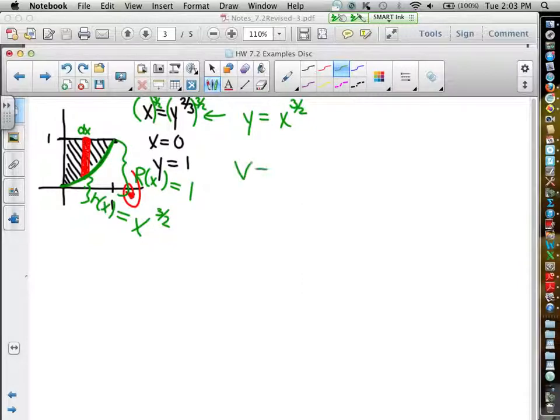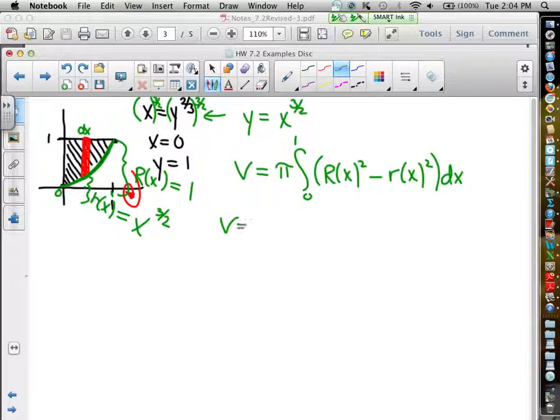All right, so my volume is pi times big radius squared minus little radius squared. X goes from what to what? 0 to what? To 1. All right? Big radius squared would be 1 squared. Little radius squared would be x to the 3/2 squared. 3/2 squared is going to give you what? You got it.